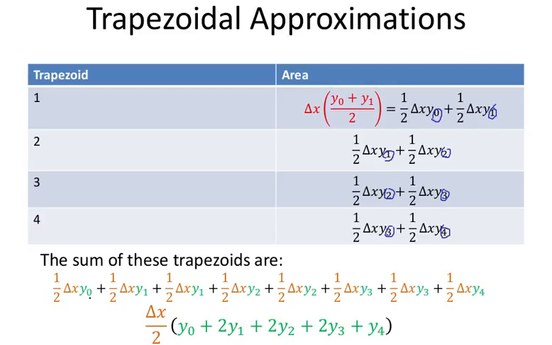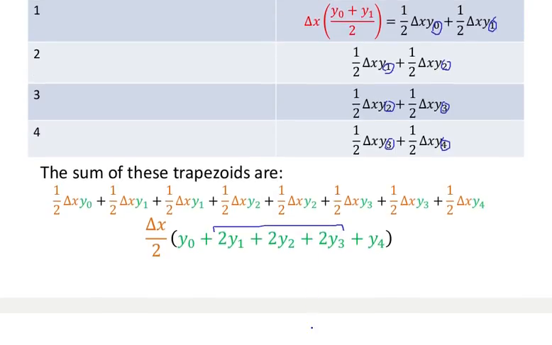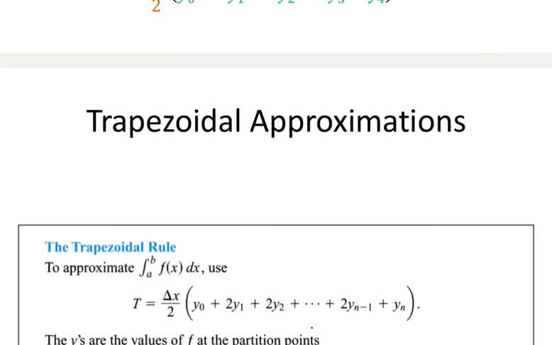This can be abbreviated quite a bit. The sum of all these trapezoids is shown here, but I separated them into two colors to show how they can be separated out. If you factor out a delta x over 2, you'll get y0 and y4, plus 2 times all the other y values in between, which are these. So, a pretty simple model.